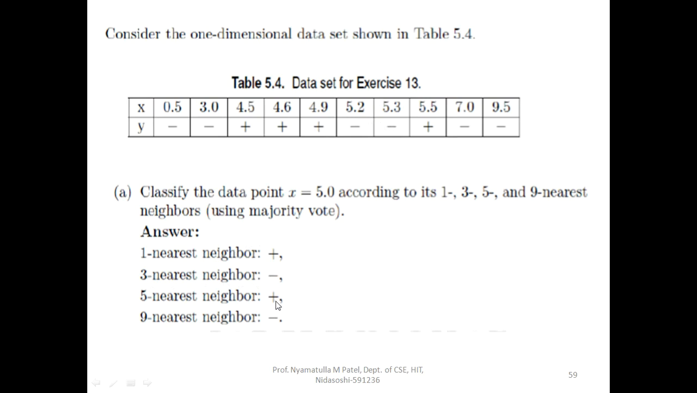Then coming to the 5 nearest neighbors: 5.2, 5.3, 4.9, 4.6 and either 5.5 or 4.5. In both cases there are 3 positives and 2 negatives, so the 5 nearest neighbor result is negative. Next, the 9 nearest neighbors: out of these 9, there are 4 positives and 5 negatives, so the majority vote is negative.